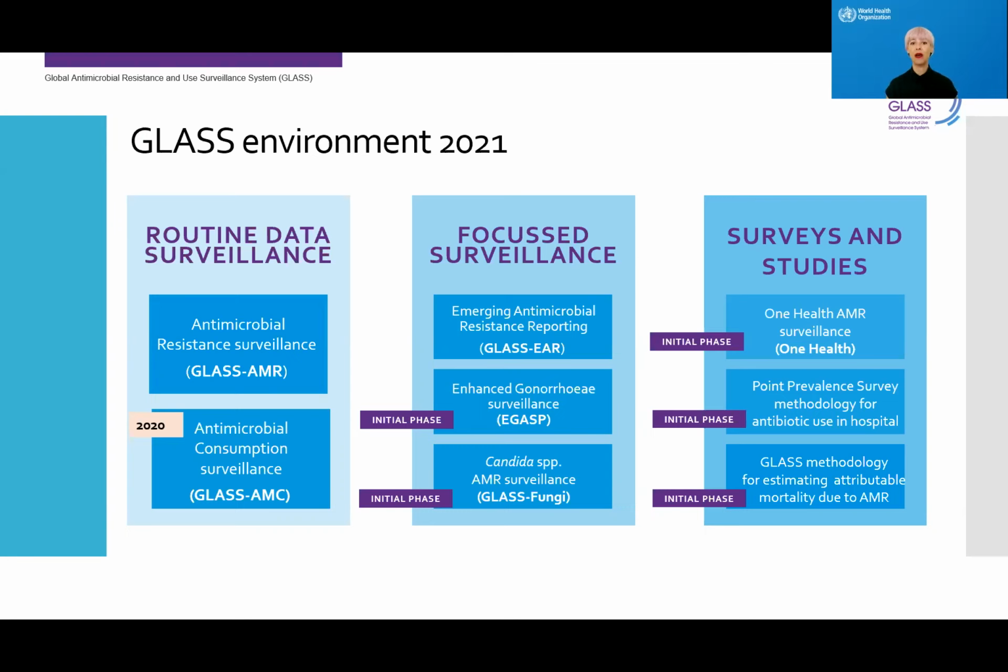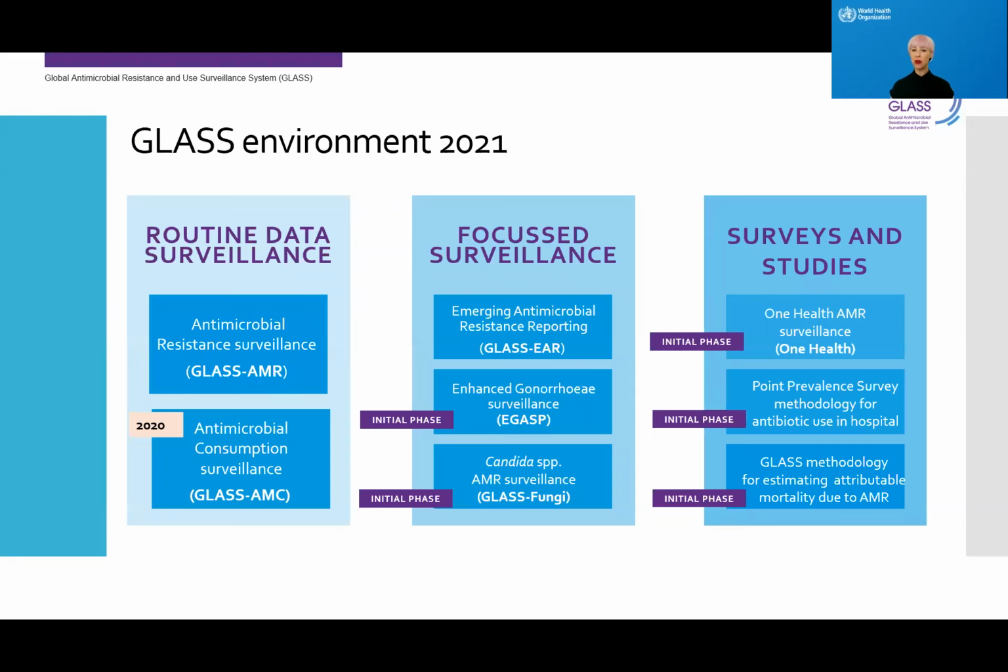We also have focused surveillance, which is aimed at generating information for specific purposes. And here we have the emerging antimicrobial resistance reporting module, or GLASS-EAR, the enhanced gonorrhea surveillance, or EGASP module, and the Candida species AMR surveillance, or GLASS-CAN module.